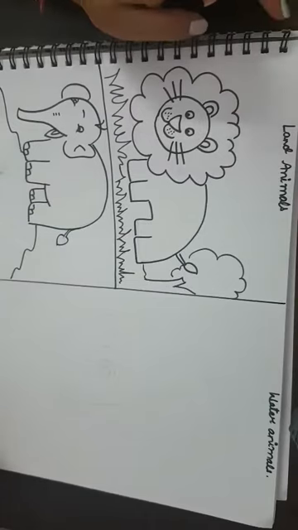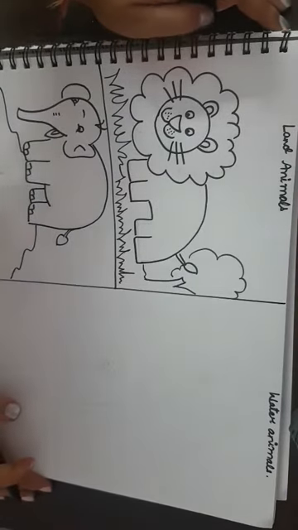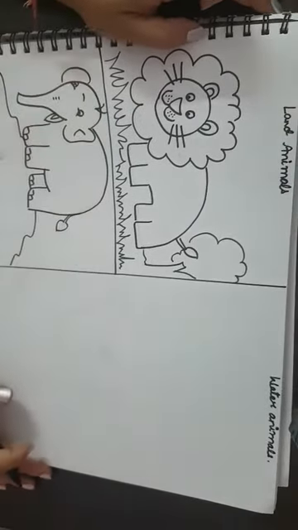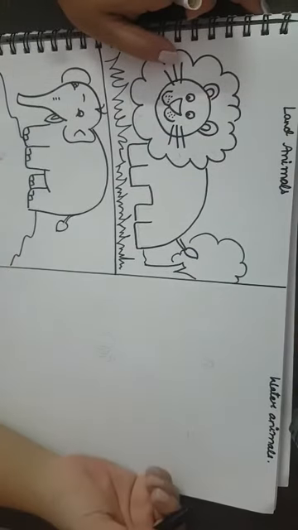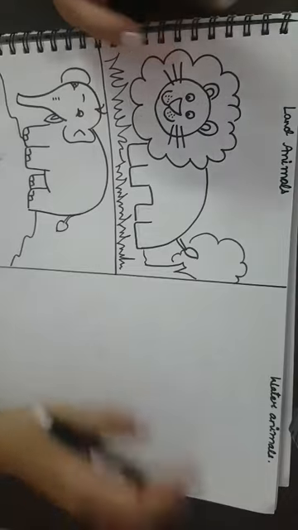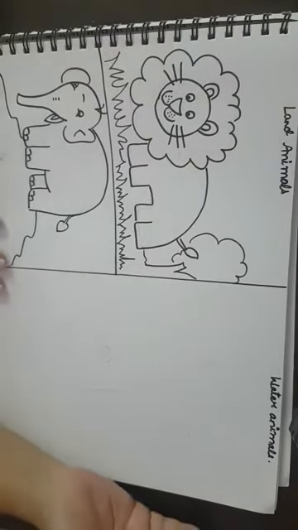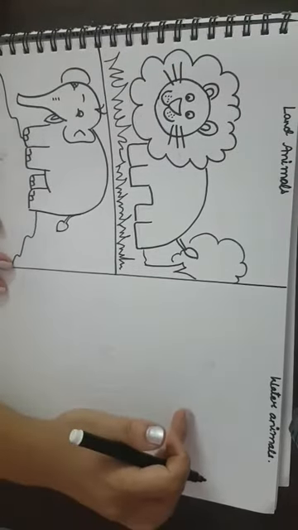So it's not compulsory that you make all four. You can make two animals total. That means one land animal and one water animal. But if you are willing to make all four, you can make all four. Okay, so now I start with water animals.